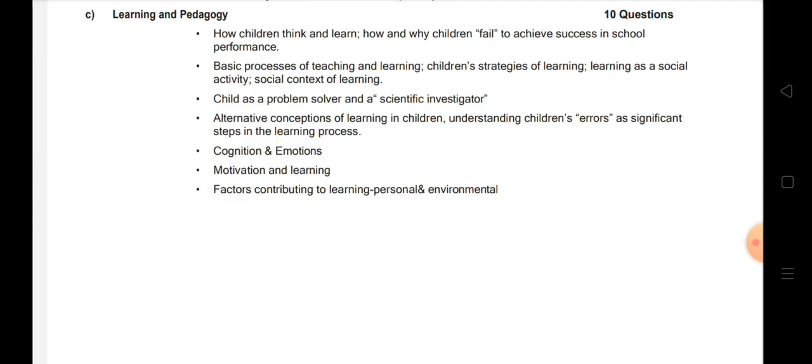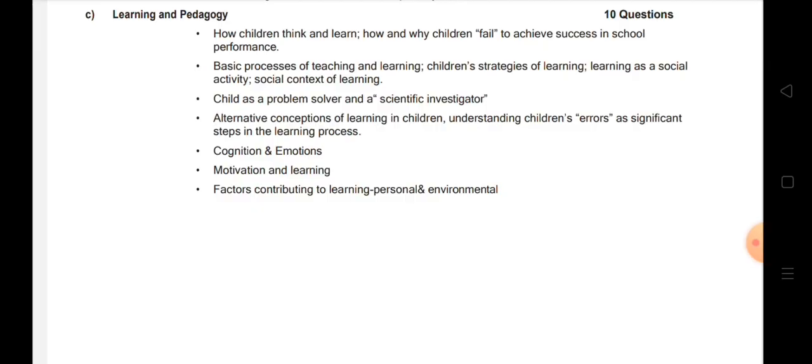Now, cognition and emotion. So we need to focus on the cognitive abilities of the child, the emotional status of the child, the maturity they have, the mental status the child is having. So all those things we have to take care of.